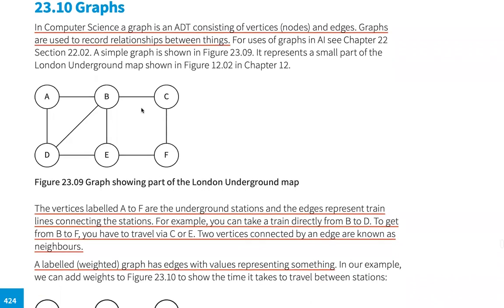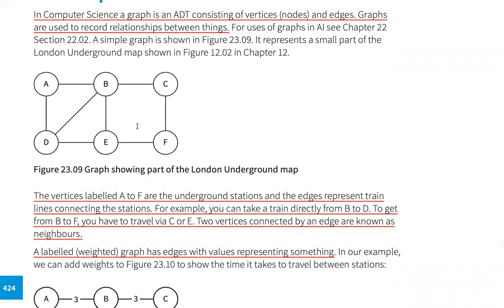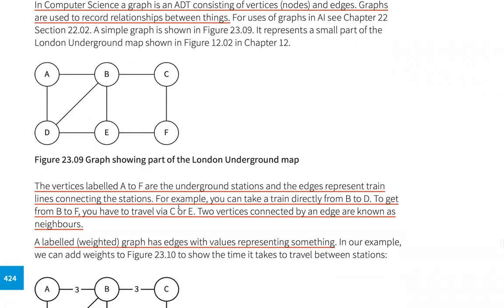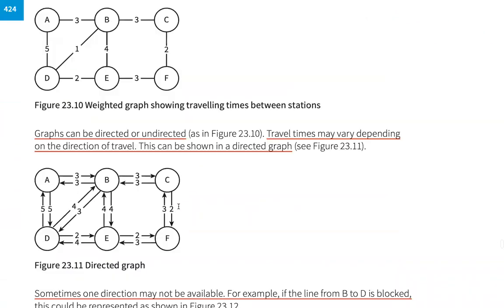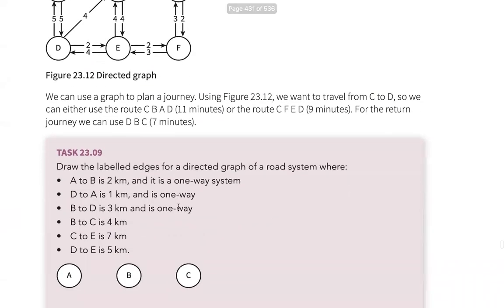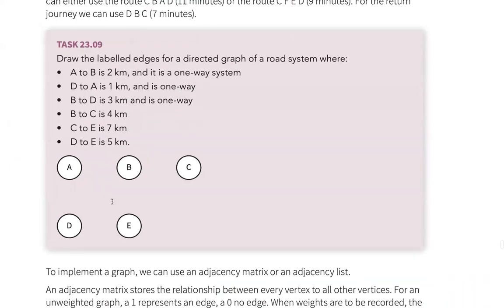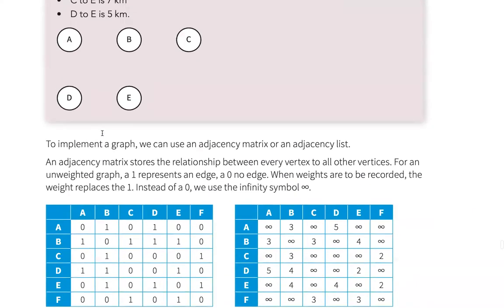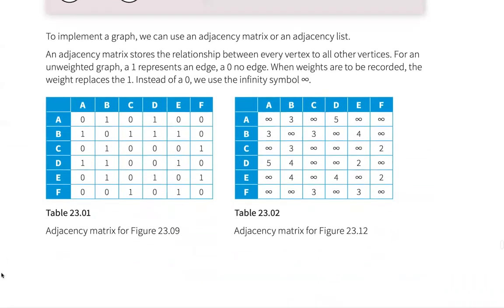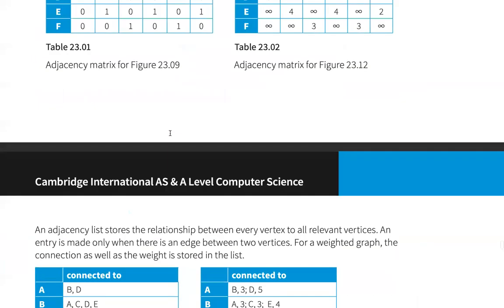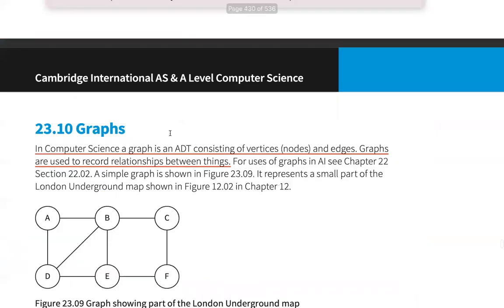Okay, now let's talk about graphs: what they are used for. We'll be looking at an example here, and what types of graphs we have, for example, weighted graphs and directed graphs. We'll look at an example of how to make a graph for this example over here, and we will also see what these two-dimensional arrays or tables represent with respect to these graphs. Okay, so very interesting stuff.